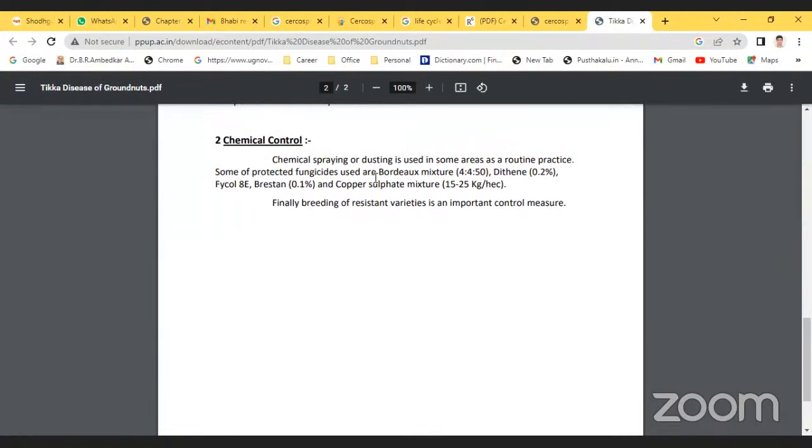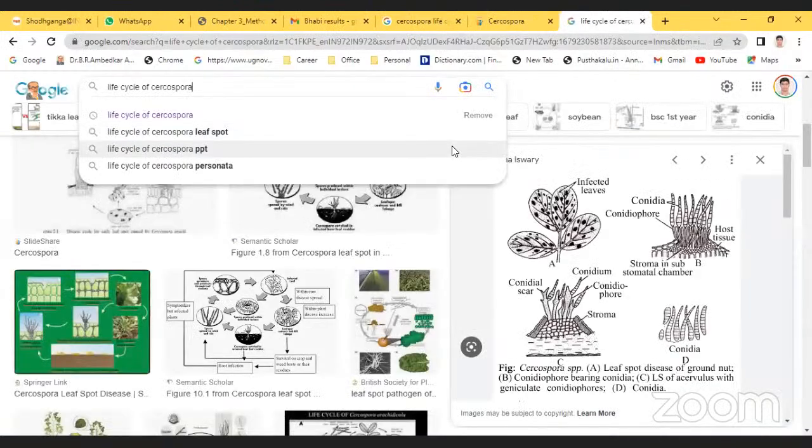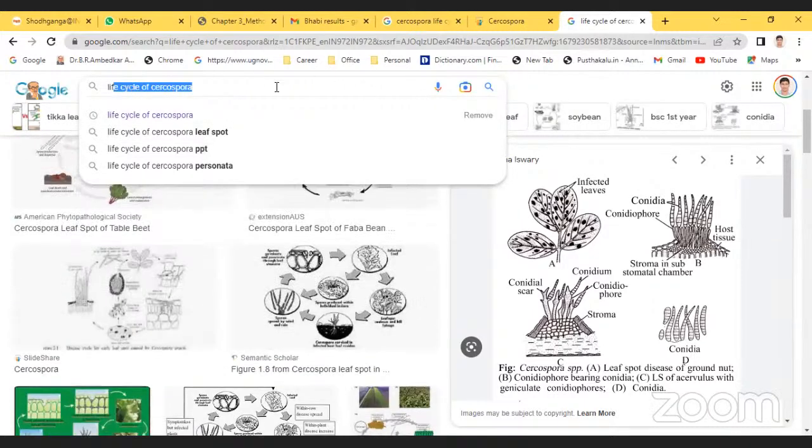Here, in routine practice, some fungicides are Bordeaux mixture, Dithane, Bavistin, and copper sulfate mixture. These are the many types of disease control chemicals. Coming to another one, same like this, Colletotrichum. Just wait, I will share the Colletotrichum notes.